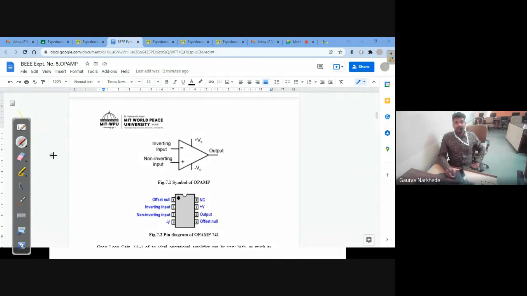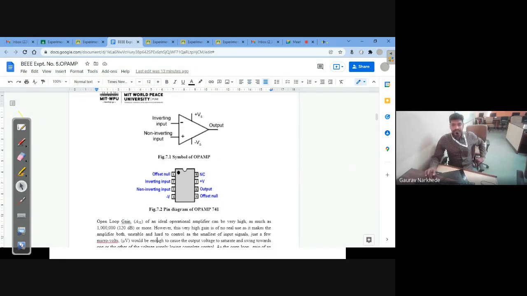Let us say that if this is the symbol, and if I want to apply the inverting input, right? So where I can apply it, at which terminal, or at which pin number? So this is pin number 2. Non-inverting is pin number 3. Output is pin number 6. Plus VCC कहाँ पर देना चाहिए? Pin number 7. Minus VCC कहाँ पर देना चाहिए? Pin number 4. So these pins we will be using when we will use the IC.